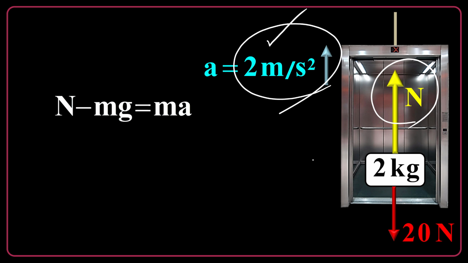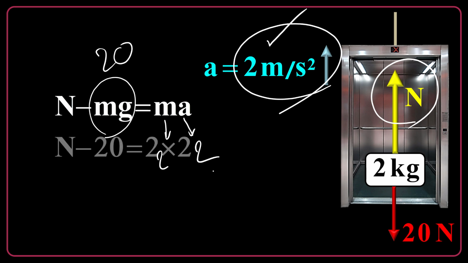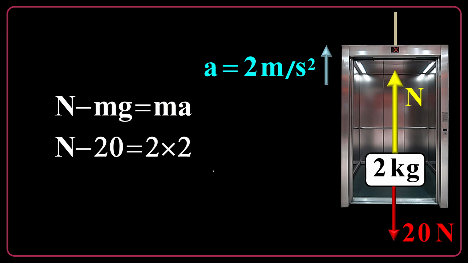Okay, let's substitute the values. I plug in the 20 for that, and mass is 2 and acceleration is 2. So N minus 20 is 2 times 2. N seems to be 24 Newton. So sometimes the normal force, rather than holding the object, is also accelerating that.